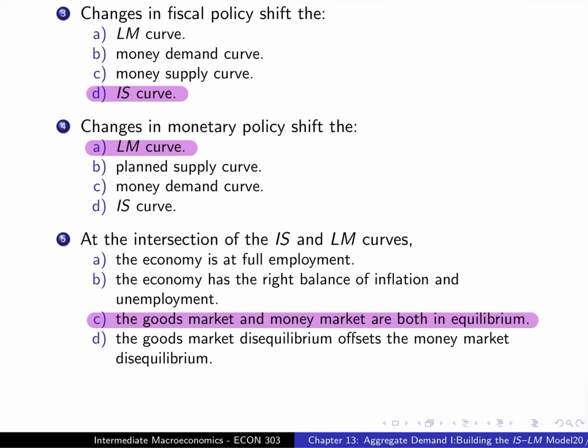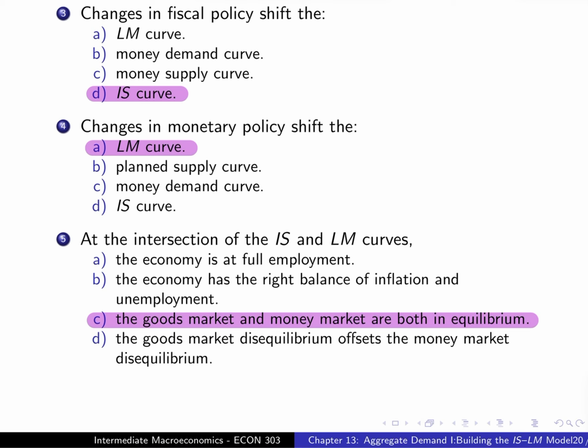Question number 3. Which curve shifts when fiscal policy changes? The correct answer is D. IS curve. Fiscal policy affects planned spending, which shifts the IS curve. Question number 4. Which curve shifts when monetary policy changes? The correct answer is A. LM curve. Monetary policy affects the money market and shifts the LM curve.